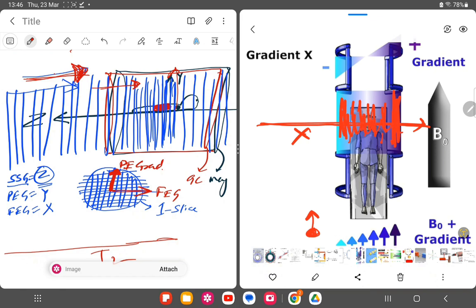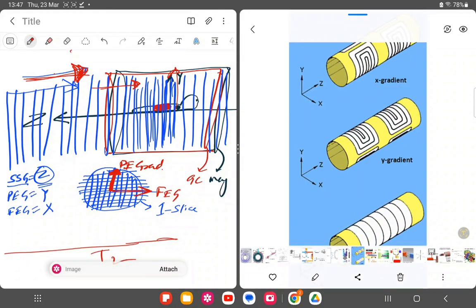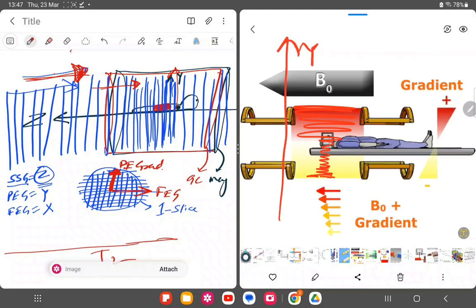And then I'll show you one more picture. I have a very good picture. This one. In this diagram you can see where the color variation is. The color is drastically changing here. So the color variation is, of course, in the Y direction. So like this are the gradients in the MRI machine.